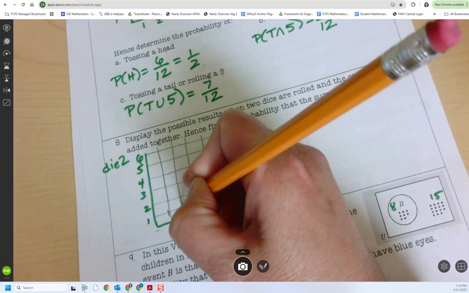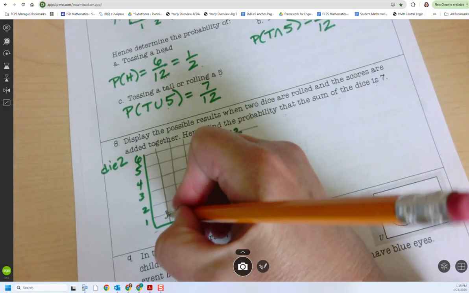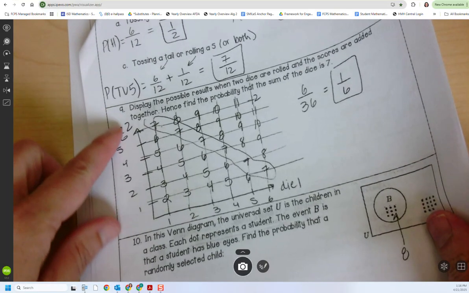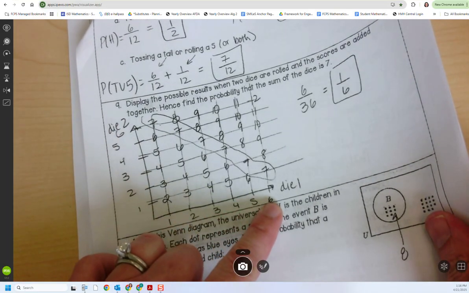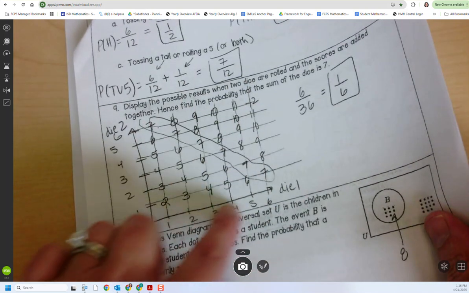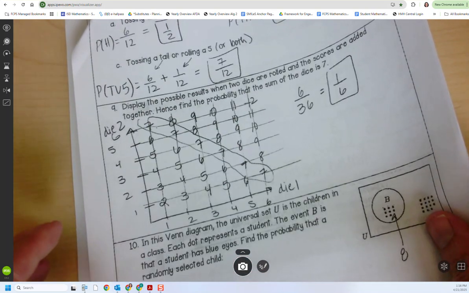1 and 2 gives you 3, right? 1 and 1 gives you 2, my bad. But you're going to add them all up. When you do that, it's going to look like this. And you'll find that there are 6 7s out of 36 possibilities. So your probability is 1/6.